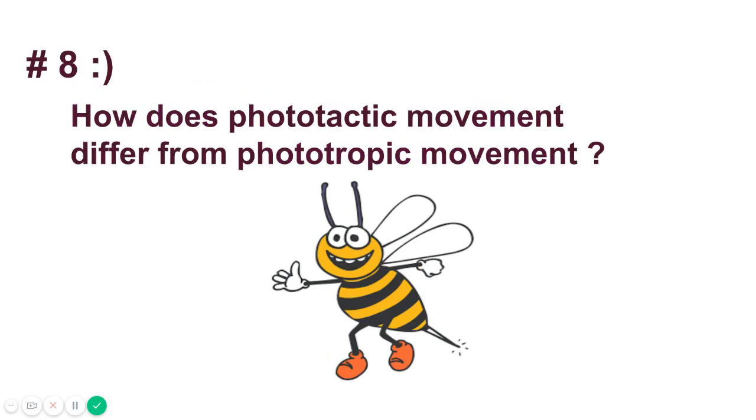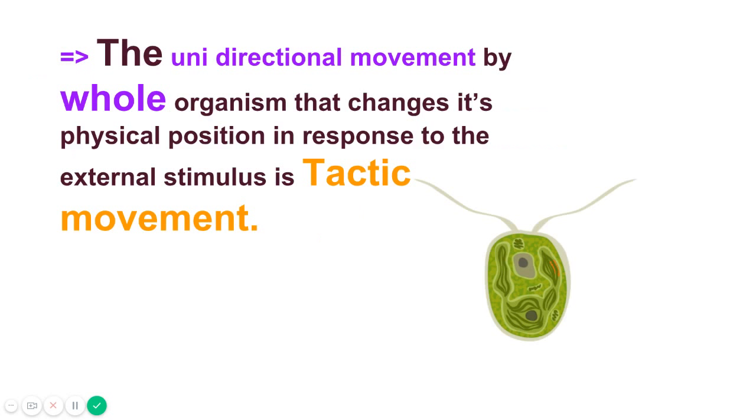Question number 8 is, how does phototactic movement differ from phototropic movement? So first of all, you should know what tactic movement is. It's the unidirectional movement by the whole organism. I repeat, the unidirectional movement by the whole organism that changes its physical position from one place to another in response to the external stimulus. This is known as tactic movement. As you can see in the diagram, this is a chlamydomonas and it shows tactic movement.